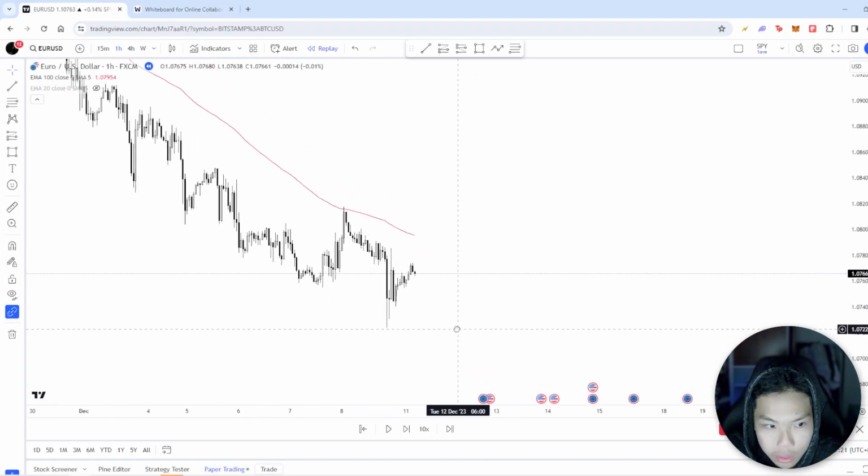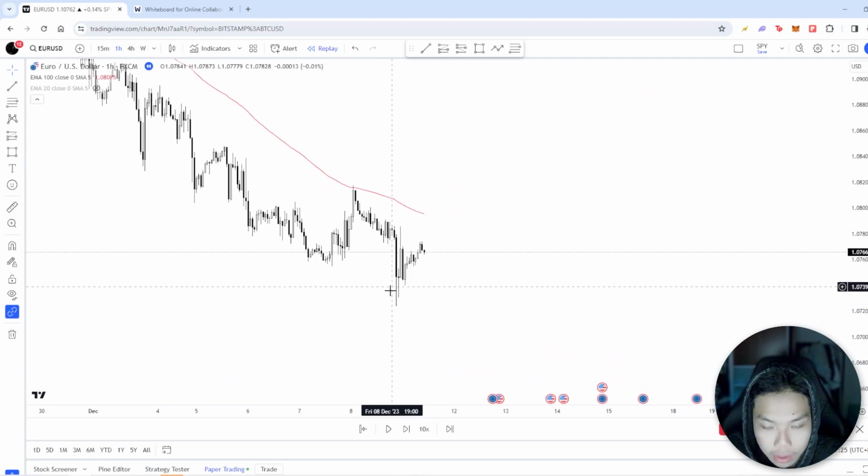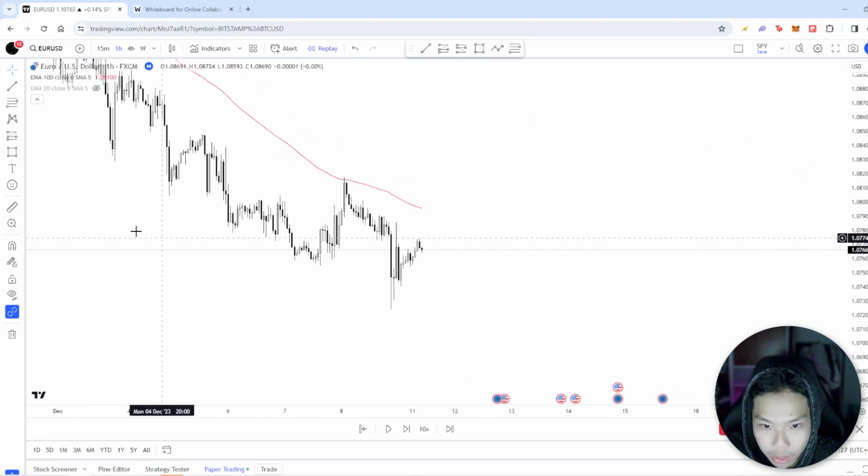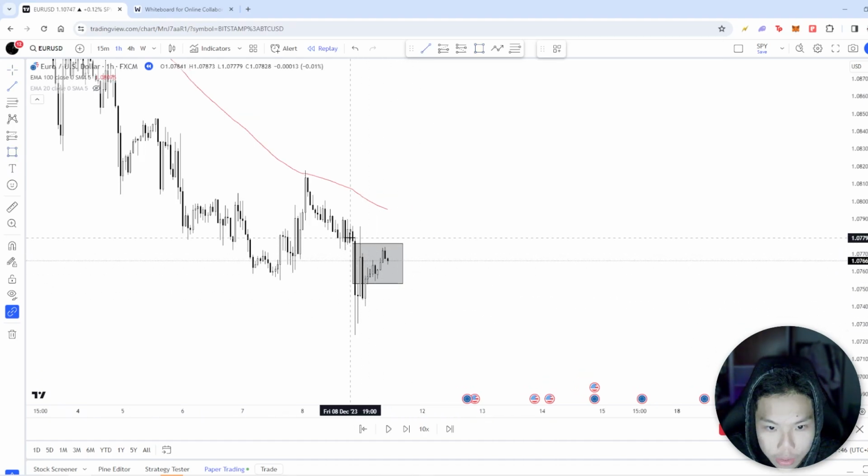Let's take a look at this example here. So now it's Monday, the market just opened, and I see this fair value gap. This was from last week. Because it's a new week, I want to see what price does first.